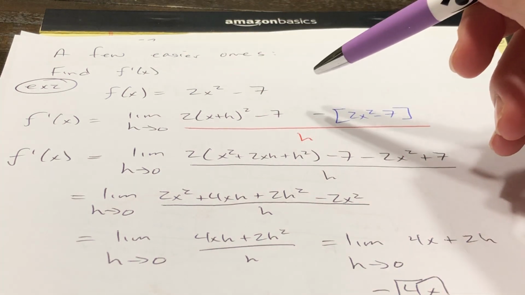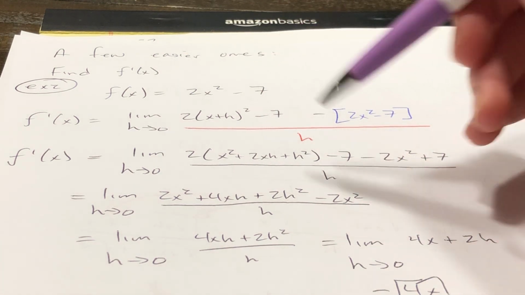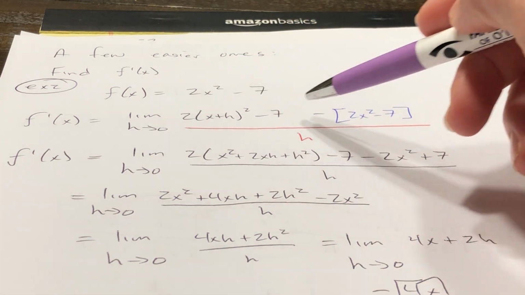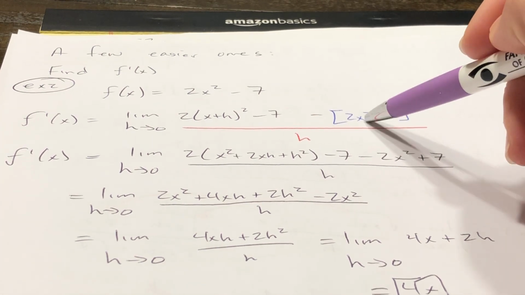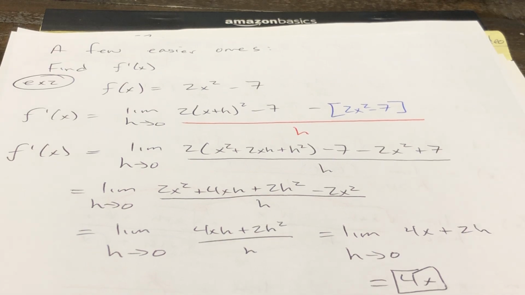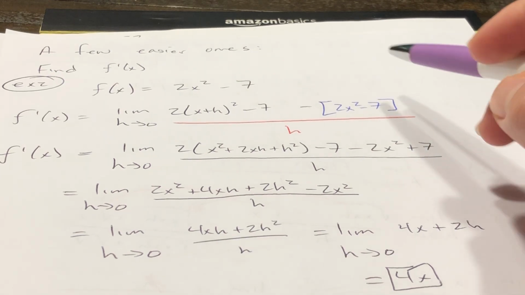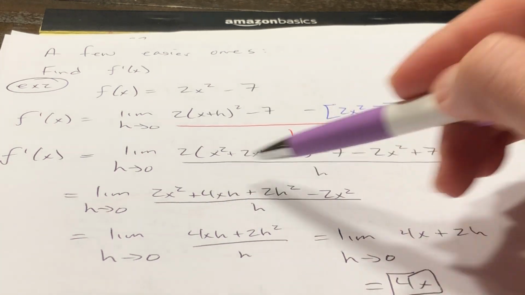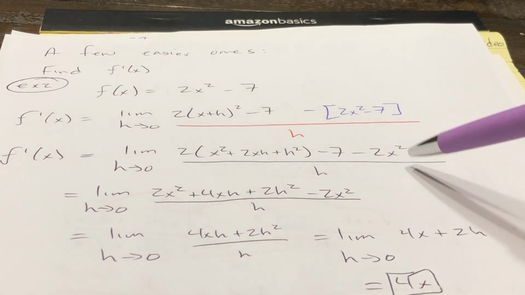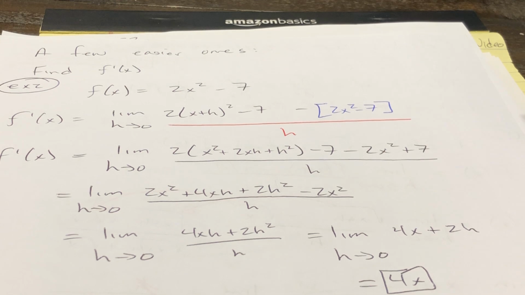All right. I do the same thing here. Find f prime of x, a few easier ones. So I need to do f of x plus h minus f of x. Make sure you use parentheses or a bracket when you're subtracting f of x. If you don't, the 7s won't cancel. Okay. So here we go. I do a little distribution. Negative 7 plus 7 cancels. I canceled them out.